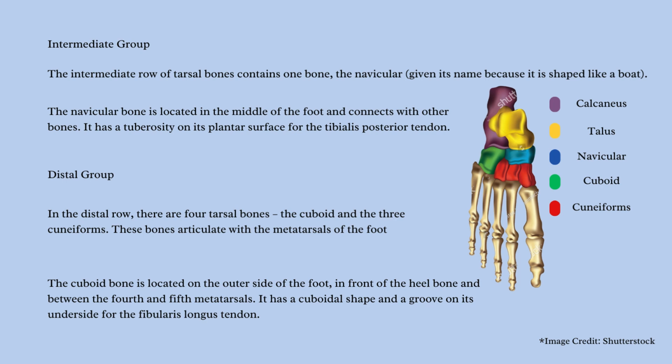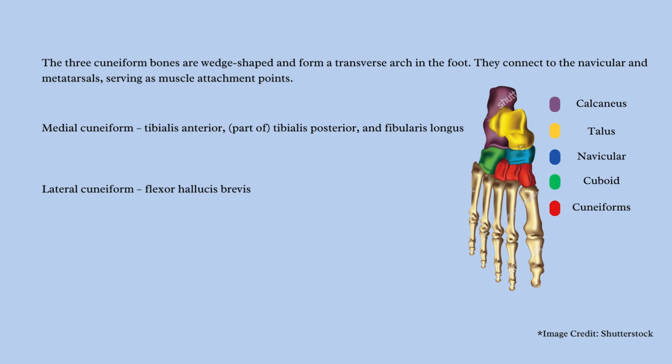The cuboid bone is located on the outer side of the foot, in front of the heel and between the 4th and the 5th metatarsals. It has a cuboidal shape and a groove on its underside for the fibularis longus tendon. The 3 cuneiform bones are wedge-shaped and form a transverse arch in the foot. They connect to the navicular and metatarsals, serving as muscle attachment points. Medial cuneiform: tibialis anterior, tibialis posterior, and fibularis longus. Lateral cuneiform: flexor hallucis brevis.